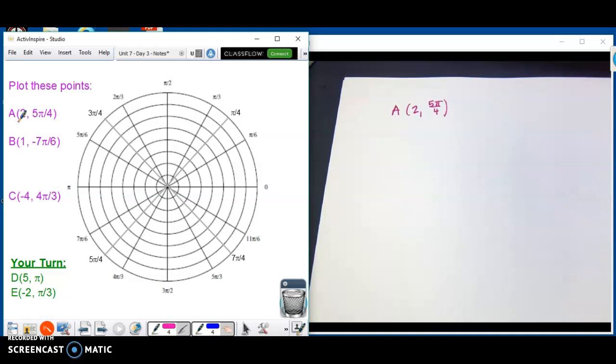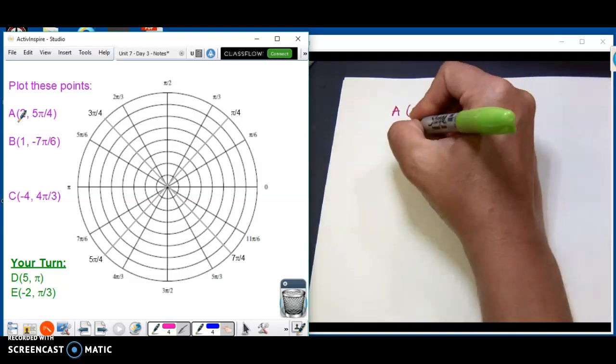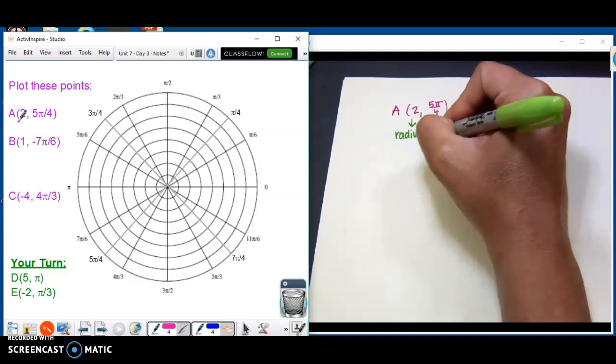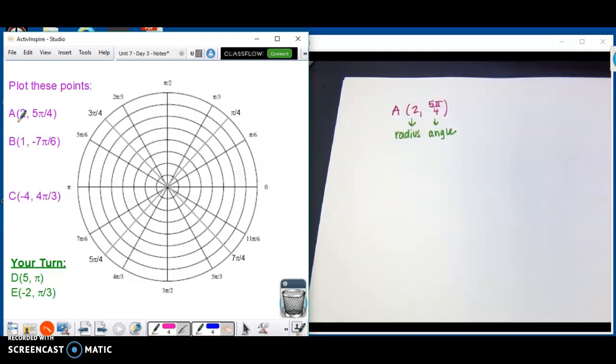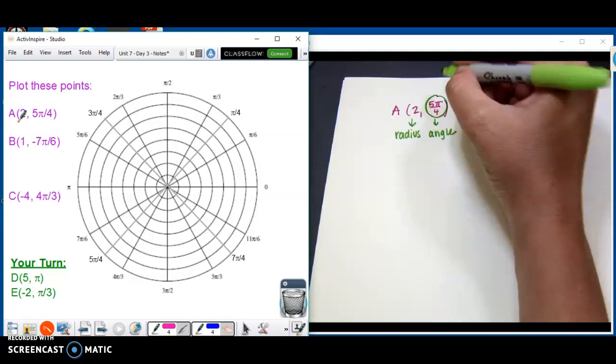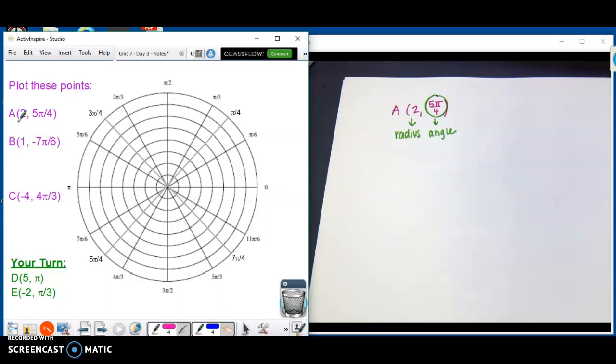So the 2 stands for your radius, and the 5 pi over 4 is your angle. When you start graphing these, you are always going to go to the angle part first. Okay, so you want to find 5 pi over 4. Just think about it on your unit circle. So here's 5 pi over 4, and the radius is 2. So you're going to go over here to 5 pi over 4.